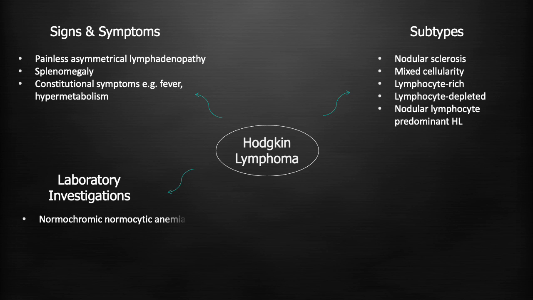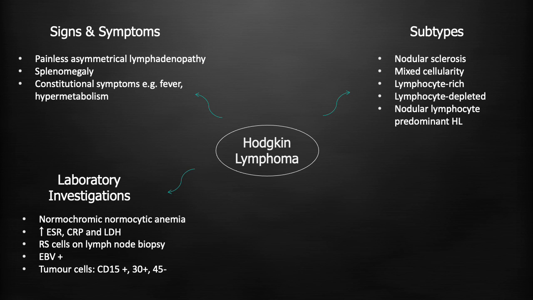Laboratory investigations related to Hodgkin lymphoma include normochromic normocytic anemia in the full blood count, increased ESR, CRP, and LDH, presence of Reed-Sternberg cells on the lymph node biopsy, and EBV positive in certain patients. Tumor cells are CD15 positive, CD30 positive, and CD45 negative for classical Hodgkin lymphoma.